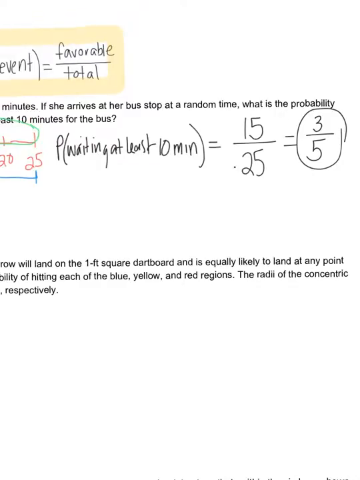I want to talk about one more thing about how I'm writing this. We say the probability of an event, so I can take out that word event and put in whatever the particular situation is. I want to find the probability of Elena waiting at least 10 minutes, and I just wanted to talk about that notation. So the probability of waiting at least 10 minutes is equal to 3 over 5.